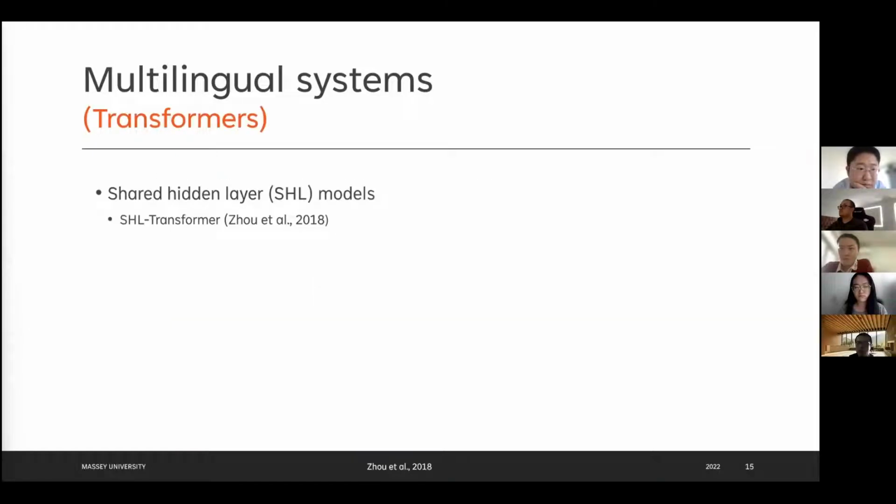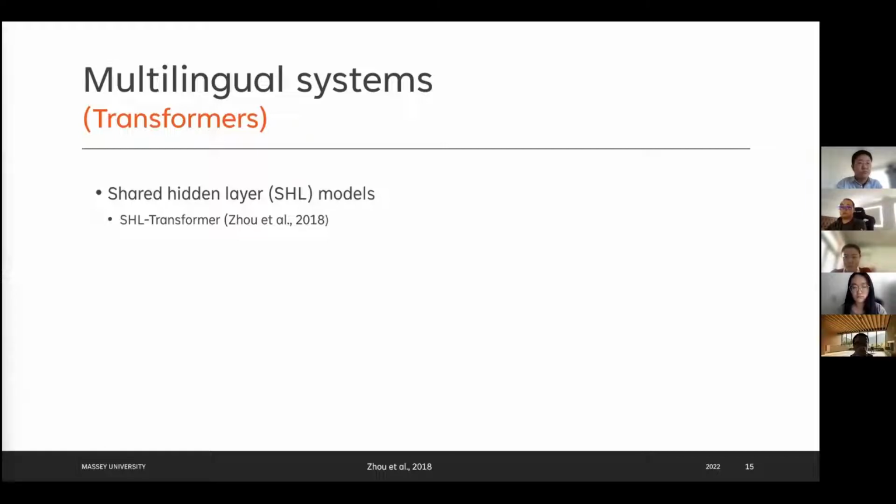Another set of multilingual systems has been proposed in terms of transformers. The models that we just discussed have some problems, like they need a lexicon and pronunciation dictionaries. But as we are talking about low resource languages, for some languages we don't really have these kinds of resources. So Zhao et al.